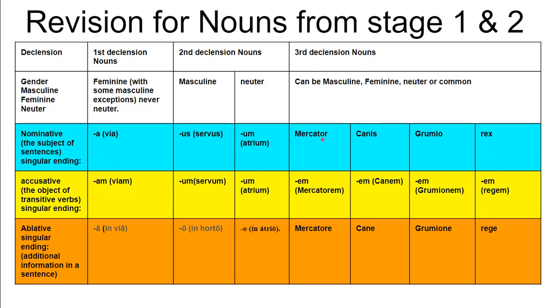And these are the four subsets of the third declension that we've seen so far. Now there are more, but these are just the ones we've seen. Remember that I said that there's a couple others. For example, the word actor is covered by this first one here. Canis is another one. Grumio, rex. And remember that the em ending is going to be the same for all of the accusative cases, but sometimes it'll change a little bit.